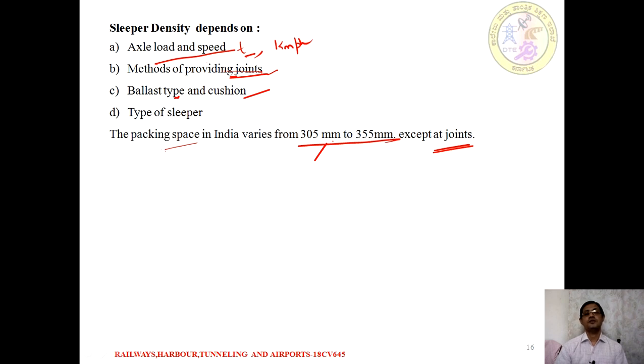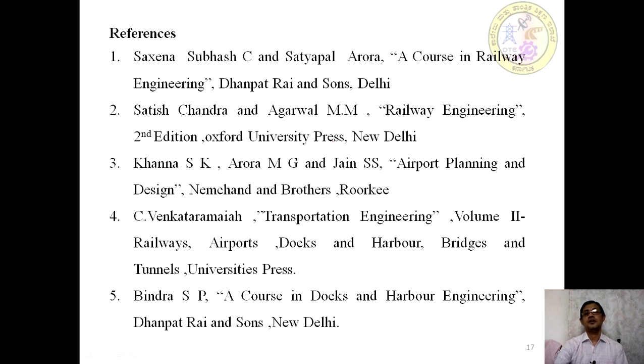So this is what we are concerned about regarding sleepers: different types of sleepers, their functions, advantages and disadvantages, then sleeper density, and the factors on which sleeper density depends. All of these are covered in this session. For references, the same references: Saxena and Subhash C, Satyapal Arora, A Course of Railway Engineering, and Satish Chandra and Agarwal MM, Railway Engineering book.